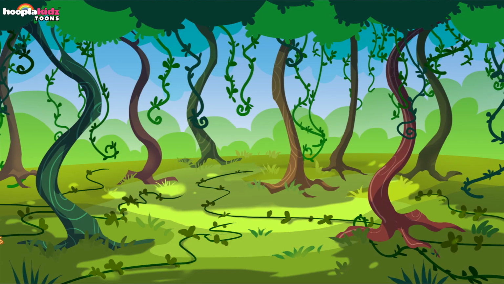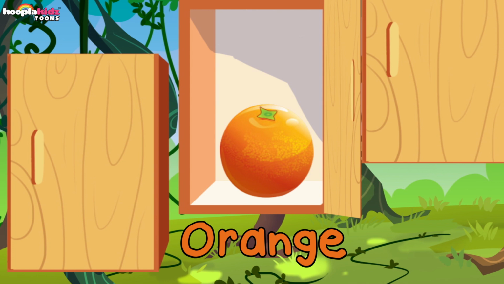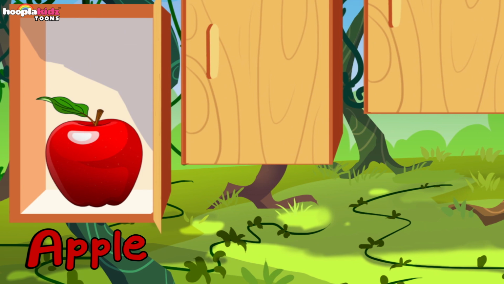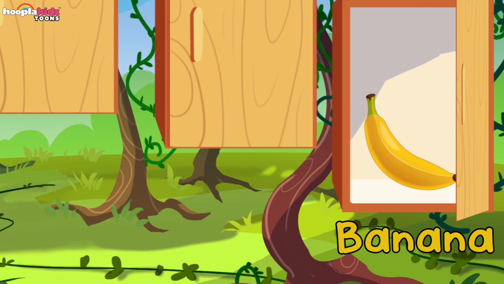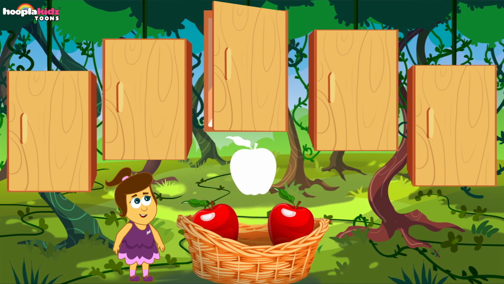Hi, Annie! Oh my gosh, look at these doors! What's inside? Grapes! Fantastic! Ooh, orange! Pear! An apple! Yum, yum! A banana! Yay! Let's play! Ooh! Does a pear fit there? It doesn't match. Let's put it back. How about grapes? No, that's not right.